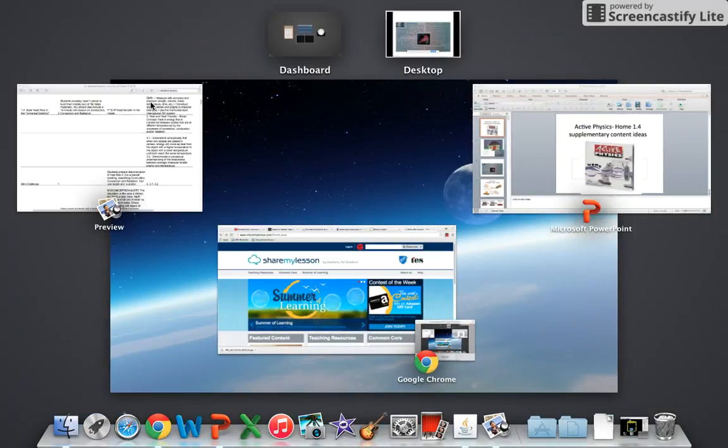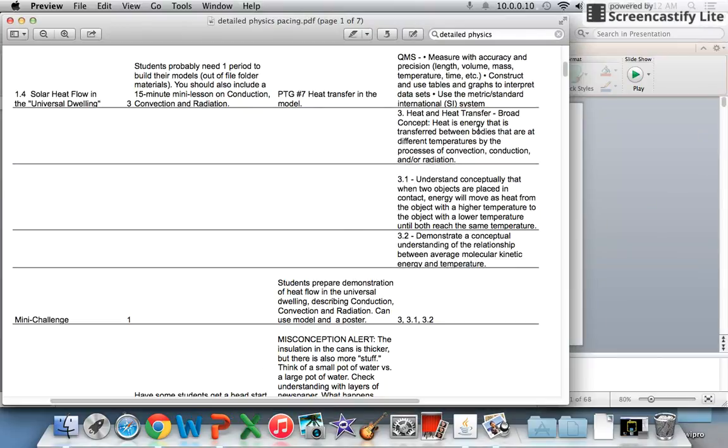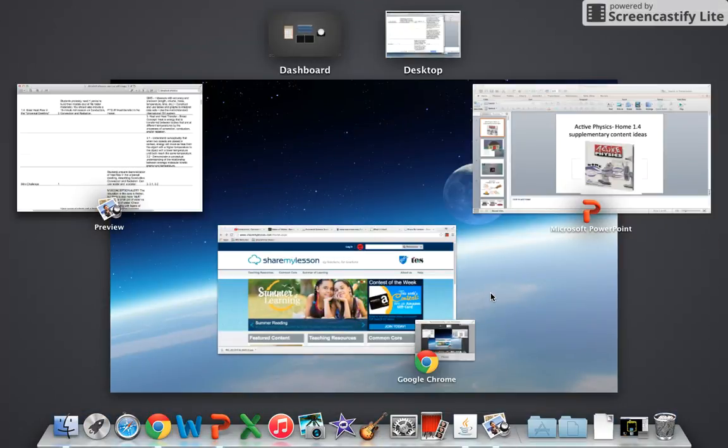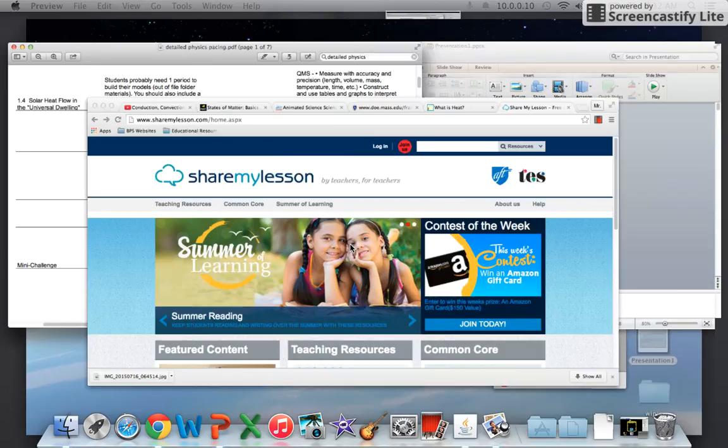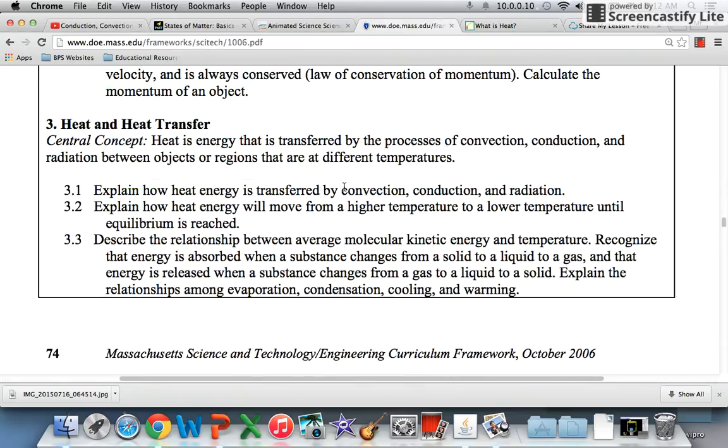So if you're looking at the pacing guide and you're like, all right, students are supposed to come away with these standards here. In fact, let's go to those standards real quick. How is heat transferred by conduction, convection, radiation? How does heat energy move from higher to lower temperatures? What is equilibrium? Average molecular kinetic energy? All these things they're supposed to come away with from this activity, and there's not a lot of content given to them. In fact, it's not till the next chapter.